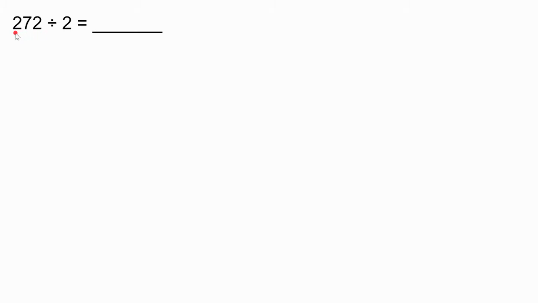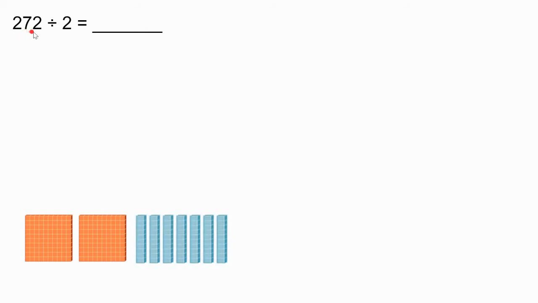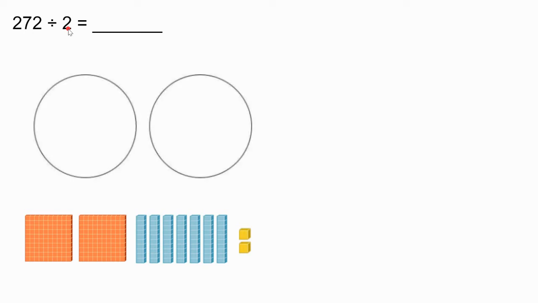There are 2 hundreds, so we're going to draw 2 flats. There are 7 tens, so we'll draw 7 rods. And there are 2 ones, so we're going to draw 2 unit cubes. We are dividing by 2, so we're going to split all of these base 10 blocks into 2 groups.